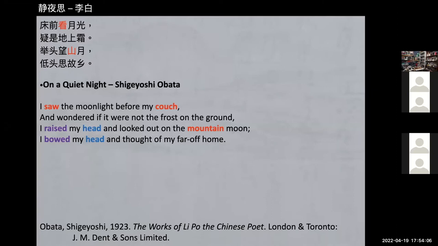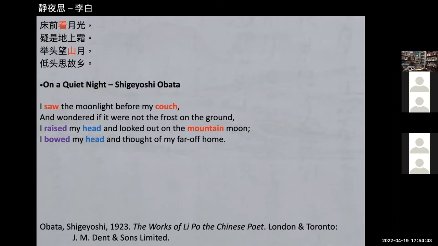So of course in the Chinese poem it has this parallel, Juto and Dito, in meanings, of course, Ju and Di. This is antithesis, the opposite meanings, but the lines have parallelism. Juto and Dito, this is parallelism. So in English also, Obata tried to keep this parallelism. I raised my head, I bowed my head. This parallelism, he tried to keep it.